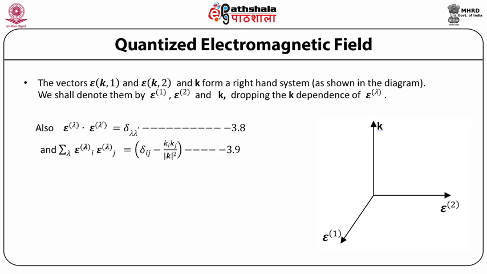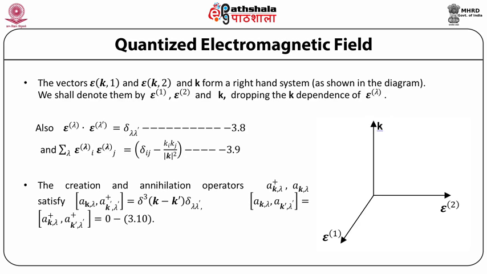They are orthogonal to each other unless they are the same. And epsilon lambda of i and j components summed over all lambda is equal to delta of ij minus ki kj divided by k squared. The creation and annihilation operators a dagger k lambda and a k lambda satisfy: a k, a dagger k is a delta function of both k and lambda. a k and a k, and a dagger k and a dagger k, vanish.